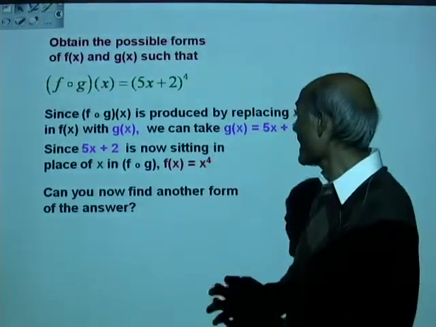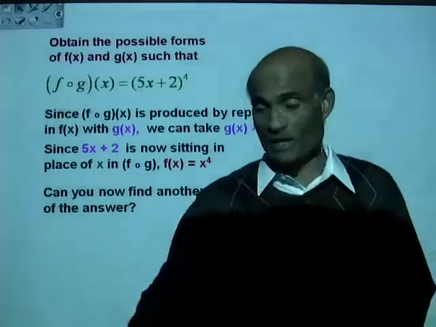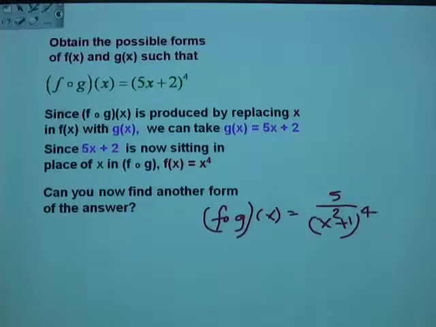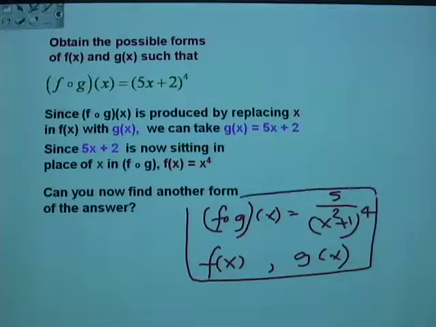Another assignment. Can you find another form for this answer? If you can, let me know. Now, also consider this when you get back to me. I will give you another assignment. If f of g of x equal to (5 over x squared plus 1) to the power 4, what are the possible forms of f of x and g of x? Alright? Get back to me with this. Think about it. Alright?